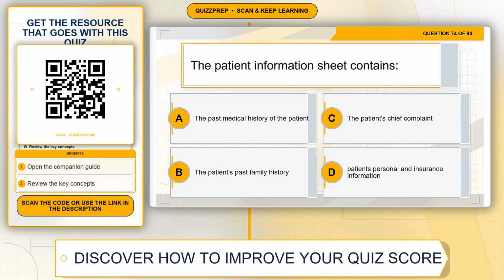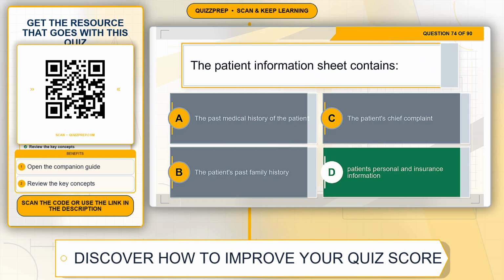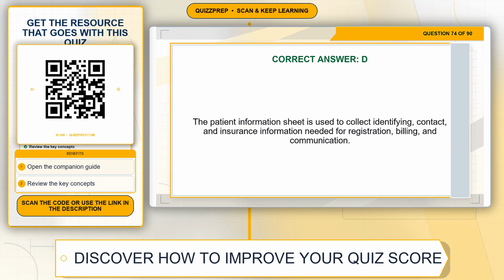Question 74. The patient information sheet contains: Option A, the past medical history of the patient. Option B, the patient's past family history. Option C, the patient's chief complaint. Option D, patient's personal and insurance information. The correct answer is option D, patient's personal and insurance information. Explanation. The patient information sheet is used to collect identifying, contact, and insurance information needed for registration, billing, and communication.